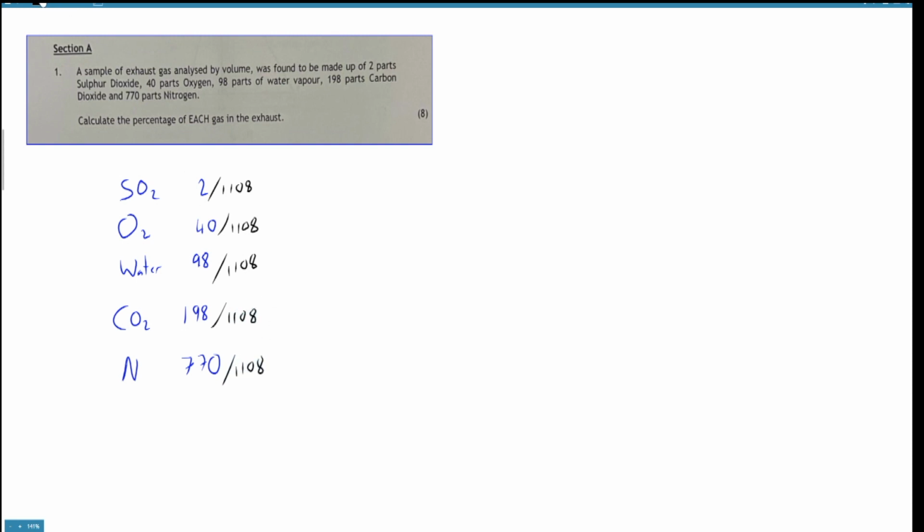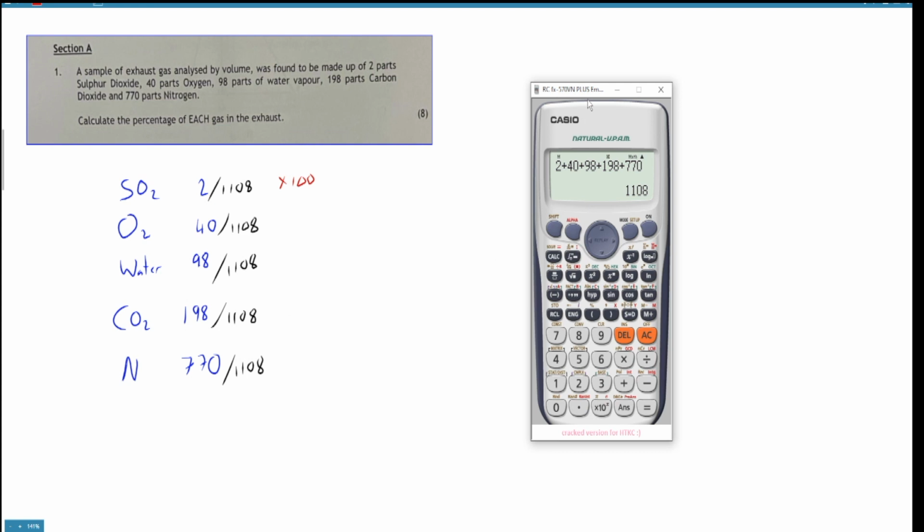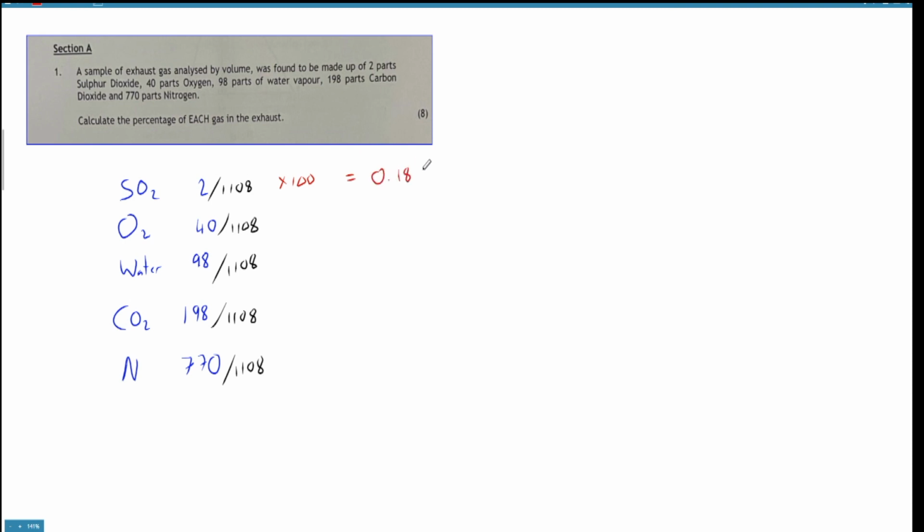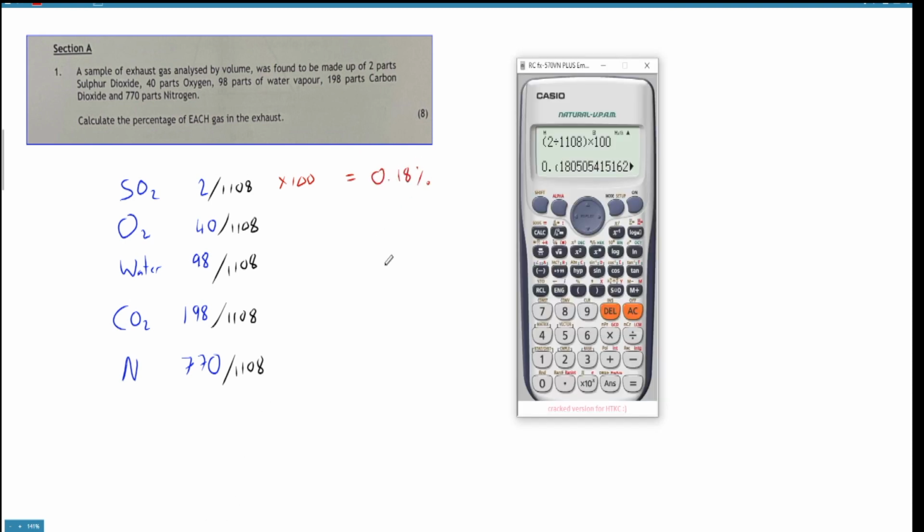In order to turn this into a percentage, when we divide, it gives a decimal, and to turn it into a percentage we multiply by 100 at the end. I'm going to do that for each one. I could speed this up by putting 1108 in brackets and times it by 100. So there's my percent. It's 0.18%. That's definitely right.